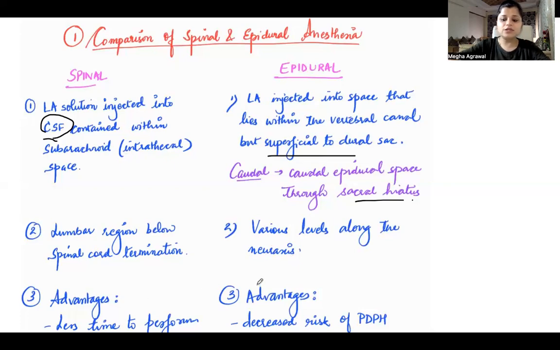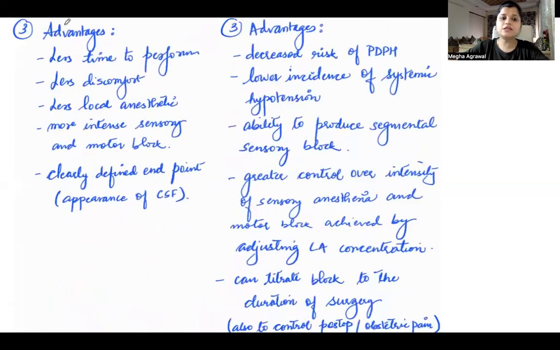The advantages are that in the spinal, it takes less time to perform. There's a definite endpoint. There's a clearly defined endpoint, which is the CSF. So it takes less time to perform. It is less discomforting to the patient. We use less local anesthetic and there is more intense sensory and motor block.